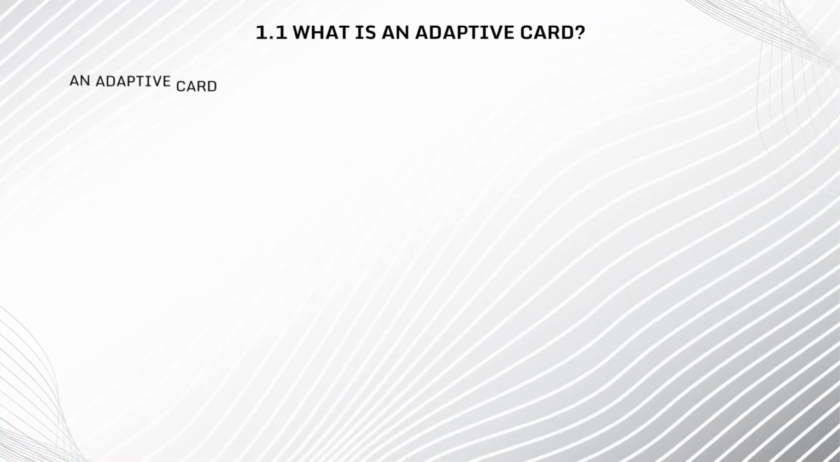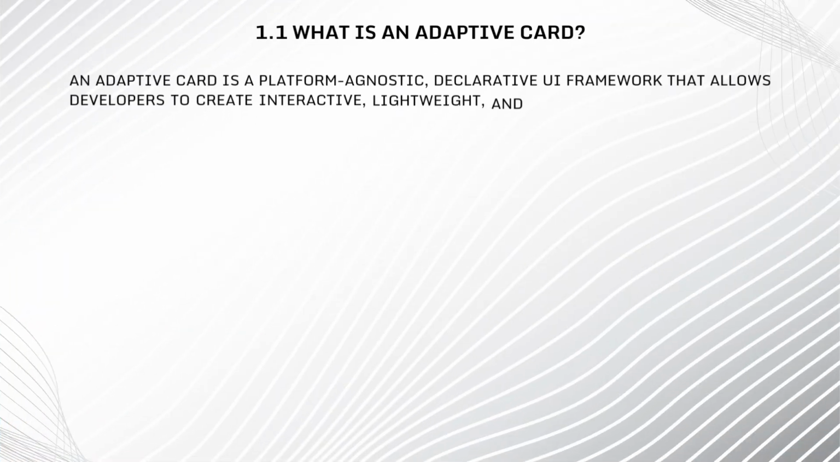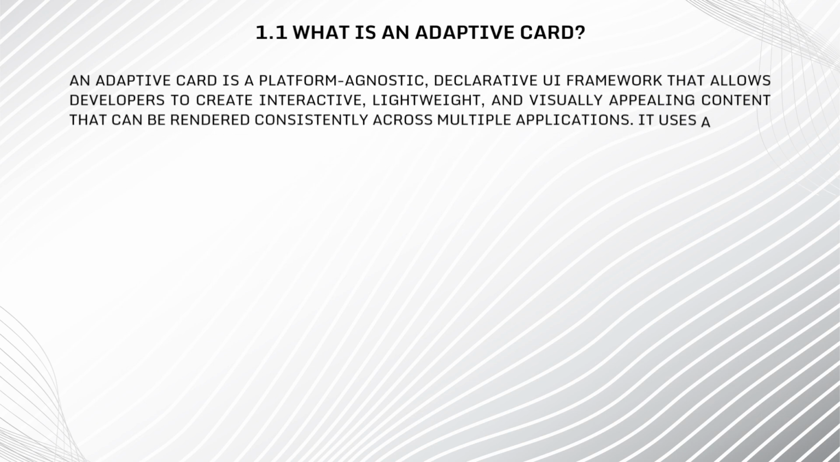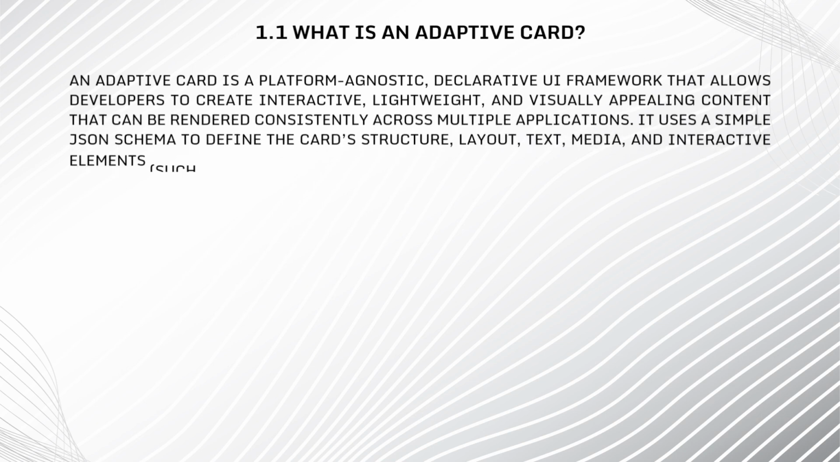Now, let me explain what an adaptive card actually is, and I think the best way to understand this is by looking at both the concept and a practical example. An adaptive card is a platform-agnostic, declarative UI framework that allows developers to create interactive, lightweight, and visually appealing content that can be rendered consistently across multiple applications. Let me break this down for you.